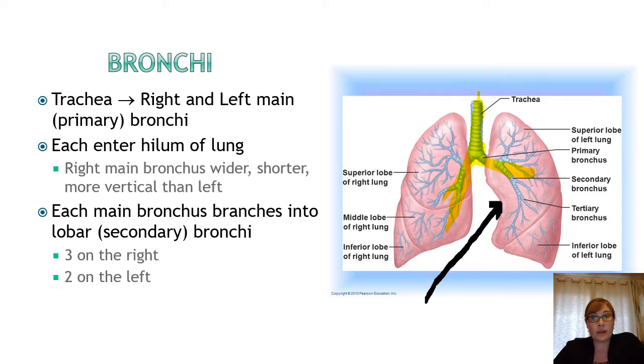The bronchi are going to branch, but the number of branches that we have is dependent on the number of lobes. You'll see in a second. So let's go to the next slide. This slide is slide 20, and this picture is on page 828.